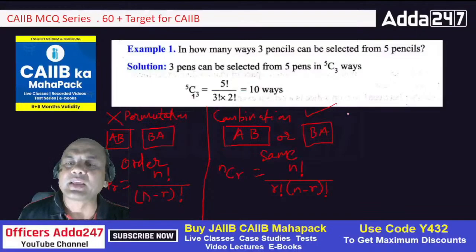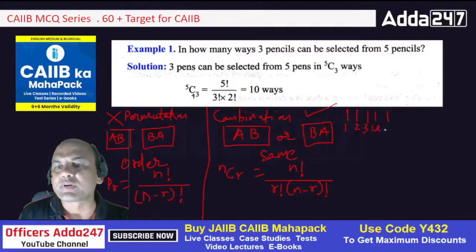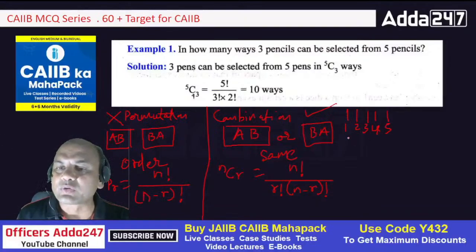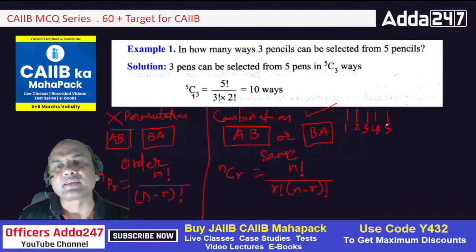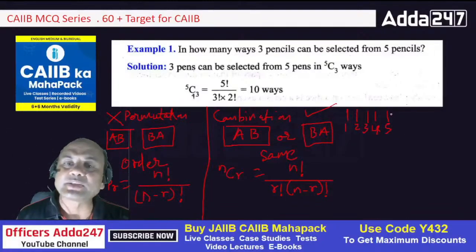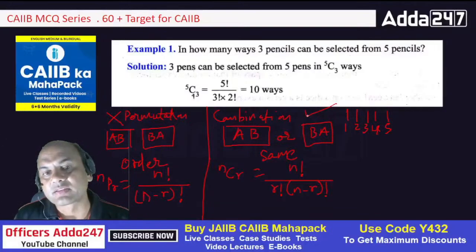So in how many ways can I put the 3 pencils out of these 5 pencils? Let's say there are 5 pencils, and I'll name them 1, 2, 3, 4 and 5. I have to select 3 pencils out of this. So I can select 1, 2, 3, or 2, 3, 4, or 3, 4, 5, or 1, 2, 5, 1, 3, 5, 1, 4, 5, anything. I can select as many as possible. So in how many ways can I select this? The ways of selecting this is combination.